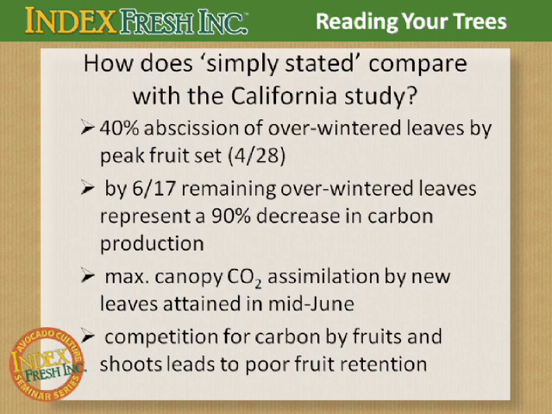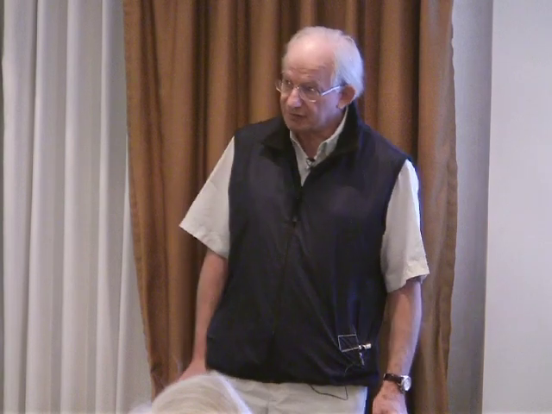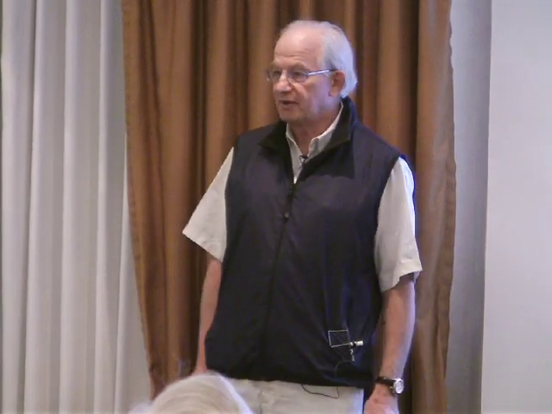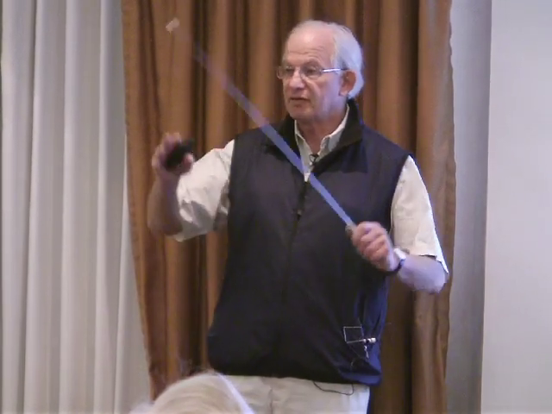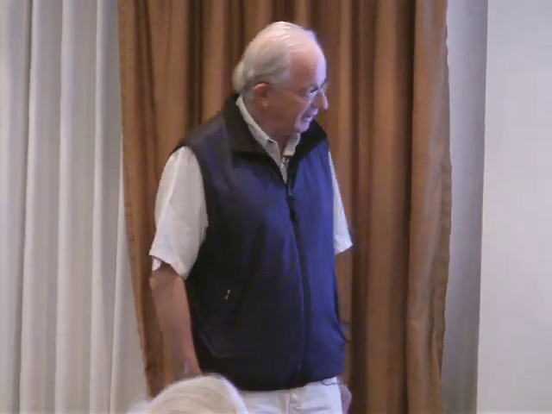They said, 40% of abscission of overwintered leaves by peak fruit set. So by the time we got to peak fruit set, 40% of the overwintered leaves were on the ground. Secondly, they said that by the 17th of June, the remaining overwintered leaves represented a 90% decrease in carbon production. In other words, any of the leaves that were left on the tree didn't make much of a contribution to the overall carbon economy of the tree.